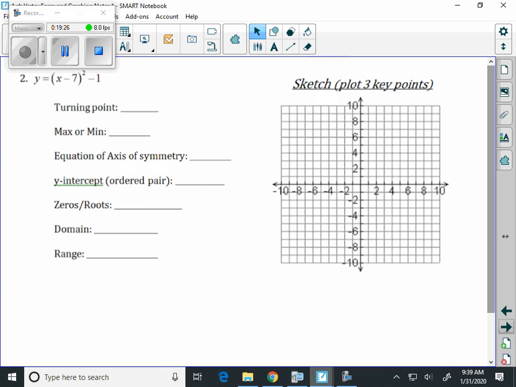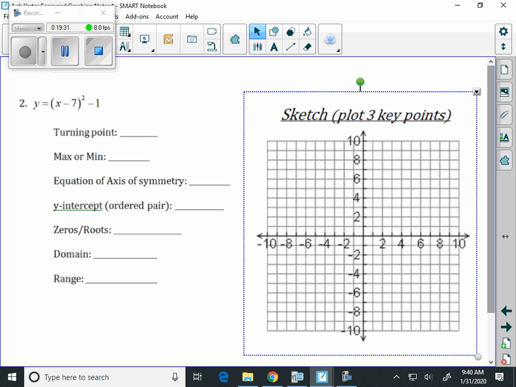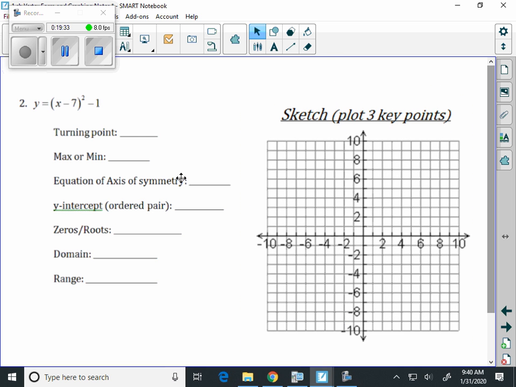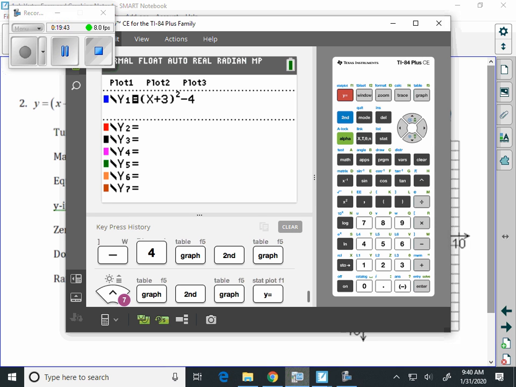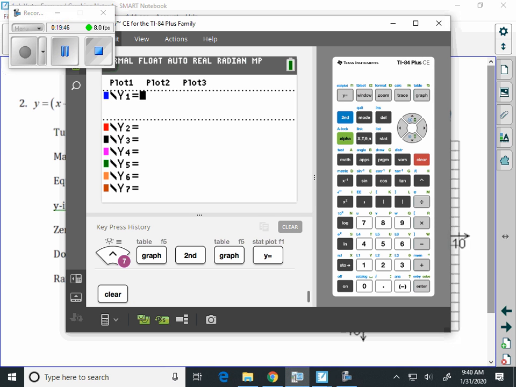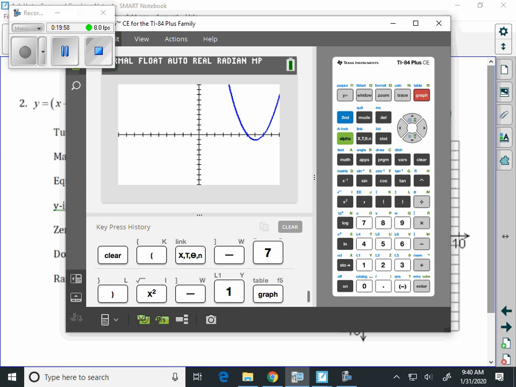Problem number 2. Similar to problem number 1. And again, let's start by sketching, because the sketch could really conceivably help us figure out most of the answers to these questions. So we'll go to our calculator. We're going to go back to y equals, and we'll get rid of that equation, and we'll type in our new equation, which is (x minus 7) squared minus 1, and we'll draw our picture. So here we get what our picture looks like.